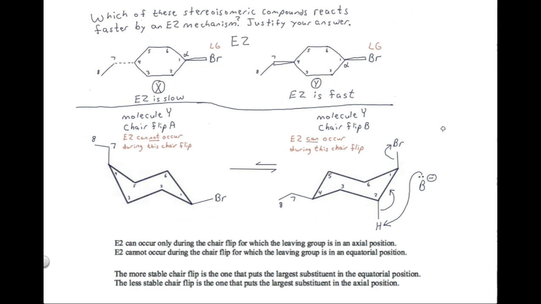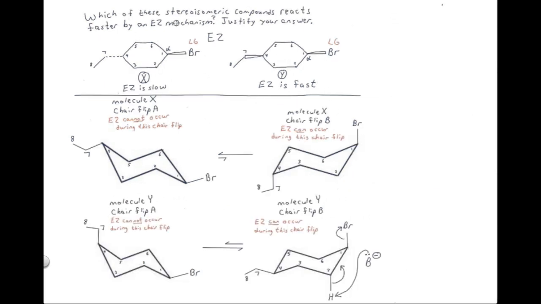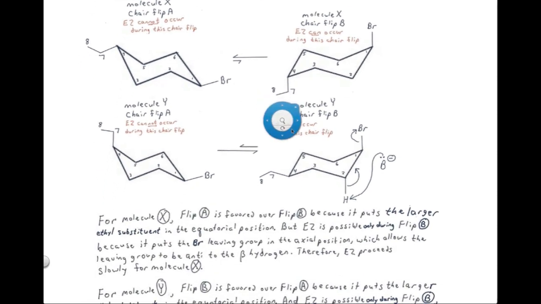The professor definitely would want you to clearly show that in this picture the leaving group and the beta hydrogen are both axial, which allows them to be anti to each other. Here again was the problem, and here's our solution.